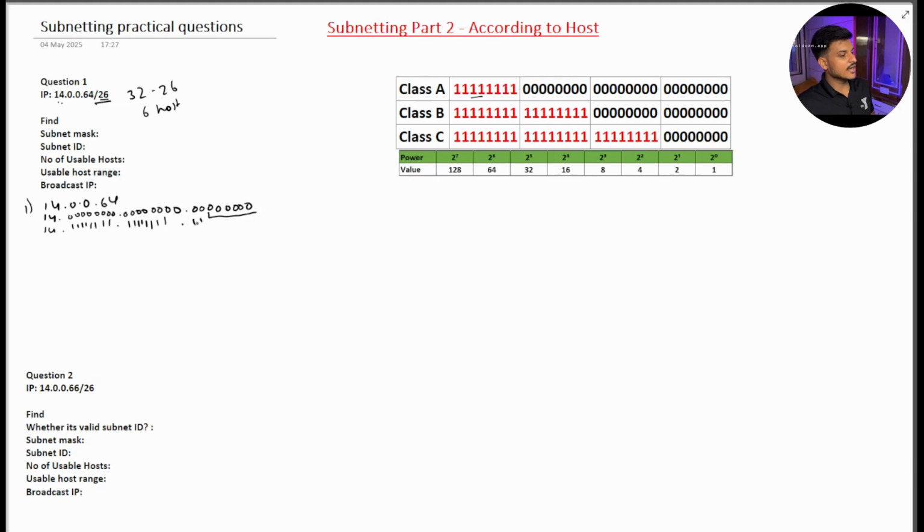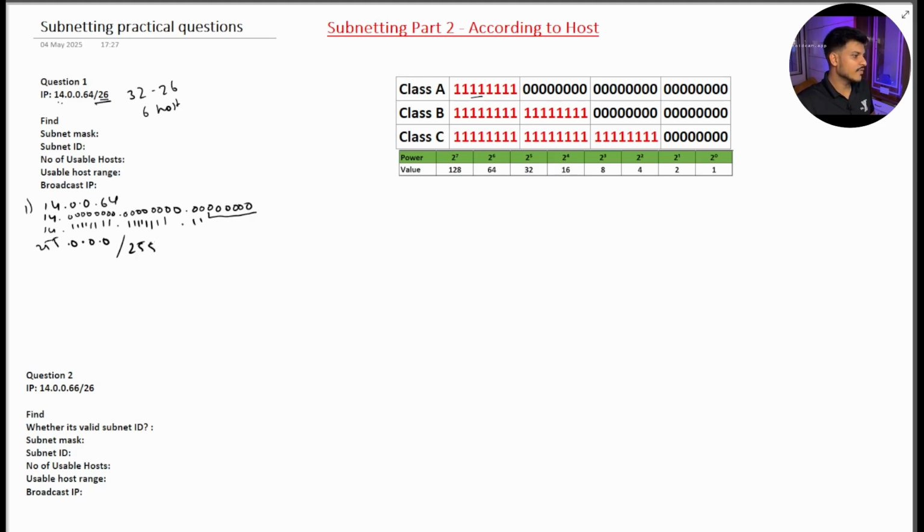So how do we actually find the subnet mask? The subnet mask is basically the decimal representation of how many bits are given to the network and how many bits are given to the host. By default the subnet mask for class A was 255.0.0.0, but here subnetting is already done. So what will be the new subnet mask?